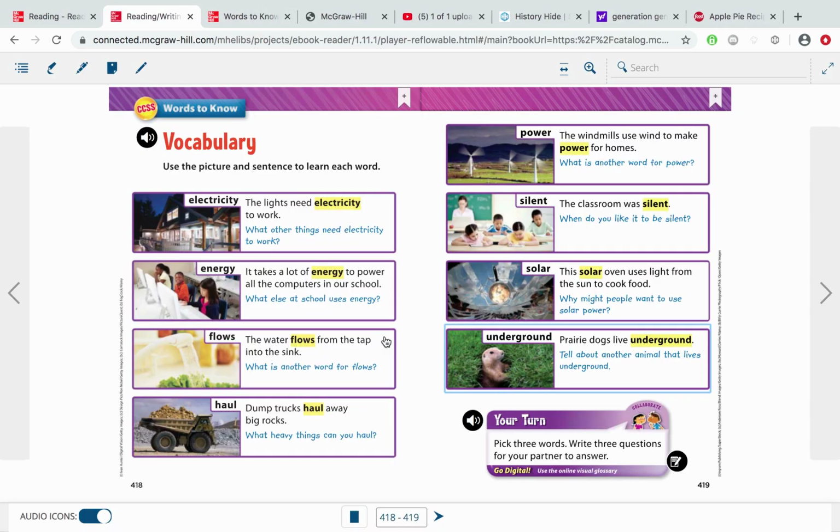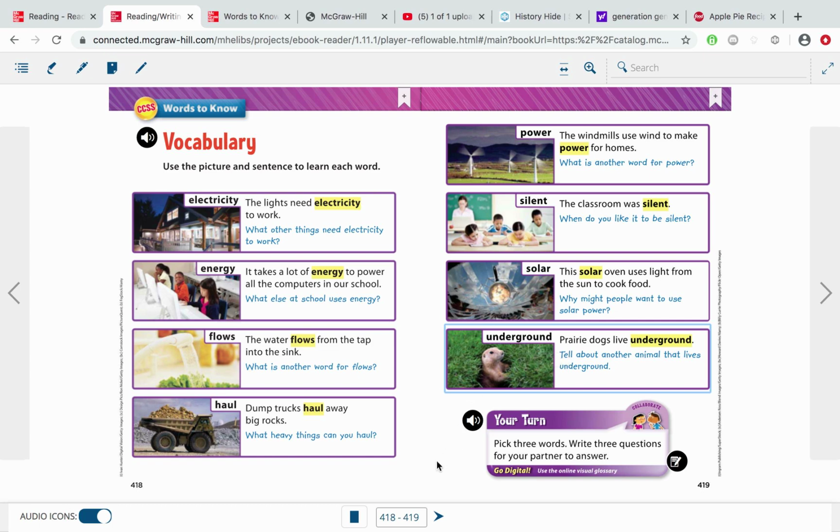Well, that's all of your vocabulary words. So, one more time, I want you to repeat after me. Electricity. Good. Energy. Flows. My voice is going out. Repeat. Good. Power. Silent. Repeat. Solar. And underground. I'm going to ask you a few questions about your words real quickly.